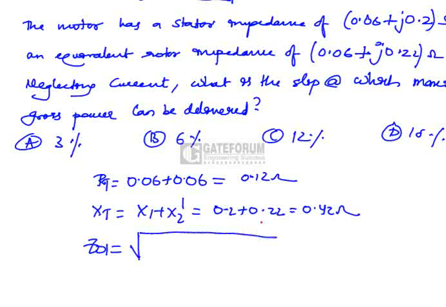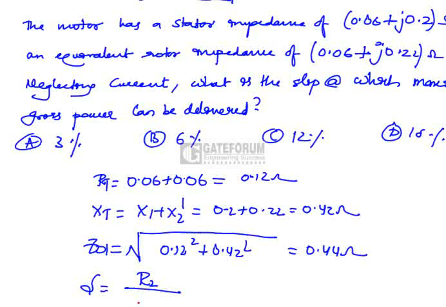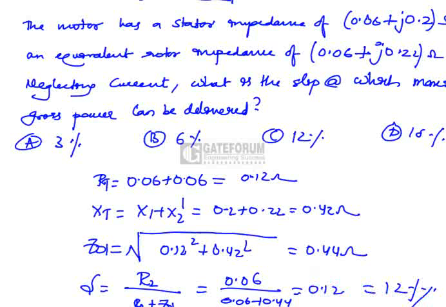So what is the total impedance, that is rotor referred to stator plus stator winding: square root of 0.12 square plus 0.42 square, which is equal to 0.44 ohms. Now what is the slip at which maximum gross power can be delivered? This is given as R2 by R2 plus Z01. What is the value of R2? 0.06, so 0.06 by (0.06 plus 0.44)... this is equal to 0.12, which is equal to 12%. So option C is the correct answer.